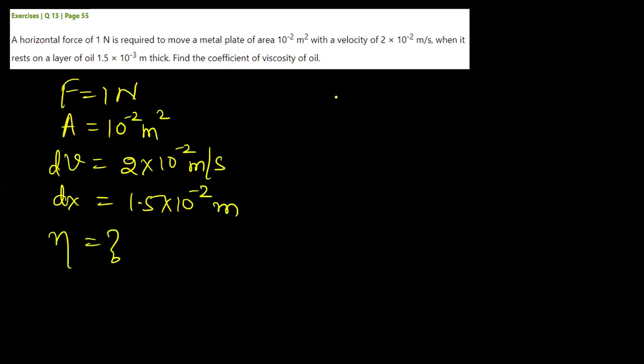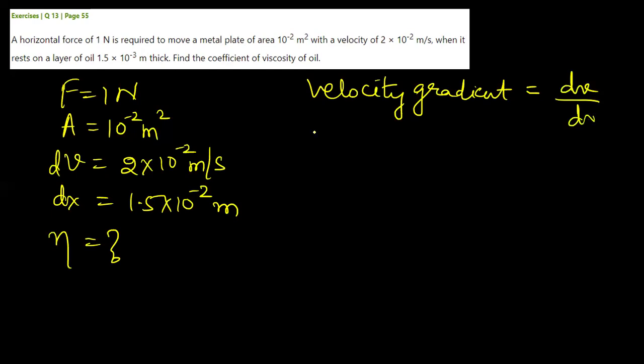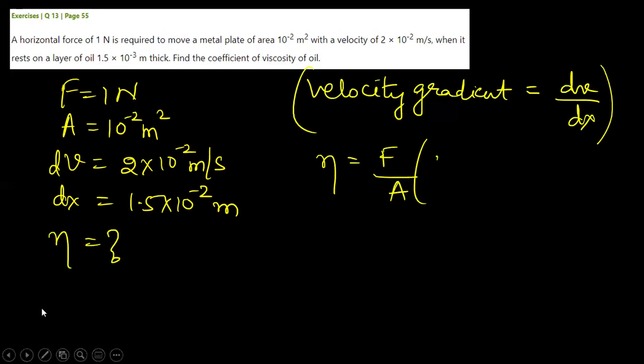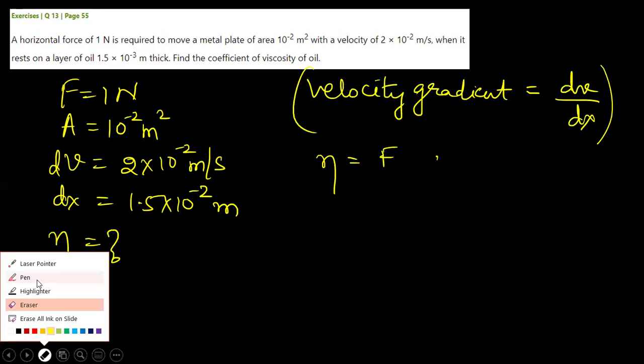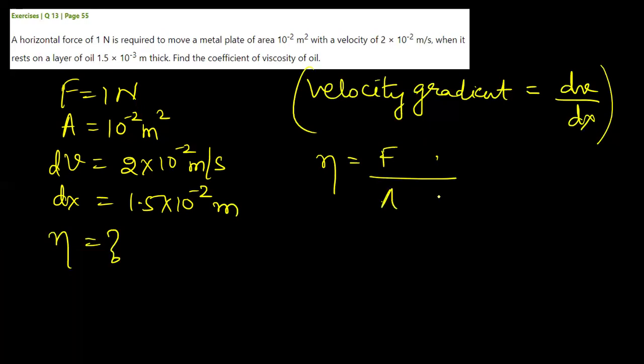We know that velocity gradient, we have studied in the class, in the chapter. Velocity gradient is a term, dv upon dx. For this I have written velocity as v and dx, dv and dx. Using the velocity gradient formula, we have the eta formula, the coefficient of viscosity formula: eta equal to F upon A. In other words, I can write, in the numerator take F, this will be F upon A into velocity gradient, that is dv upon dx.